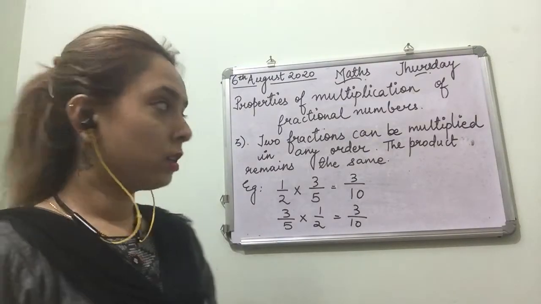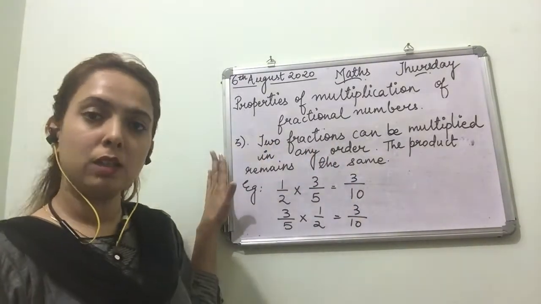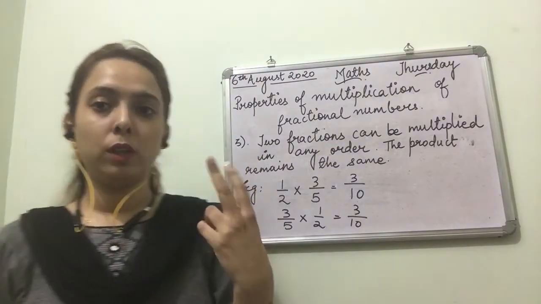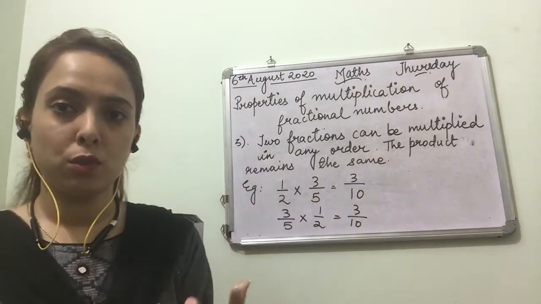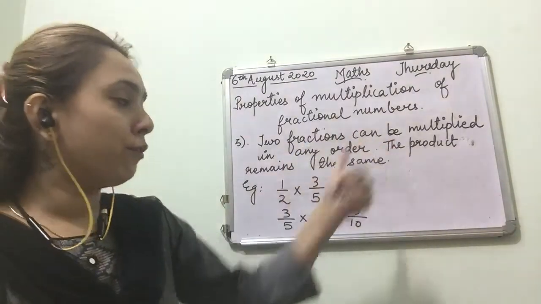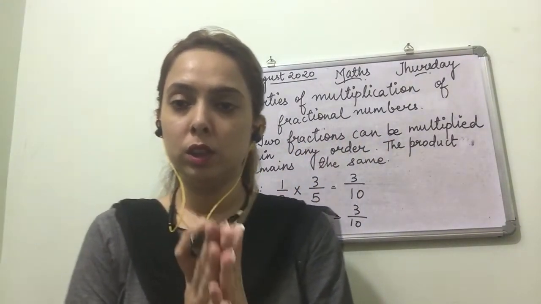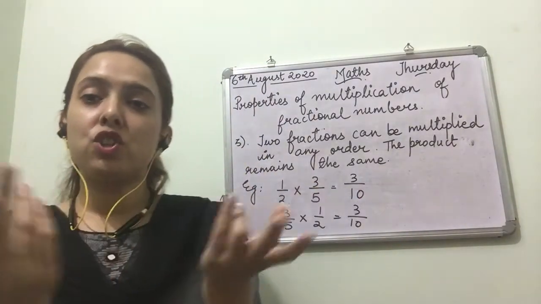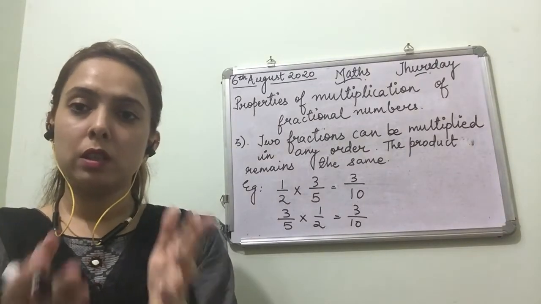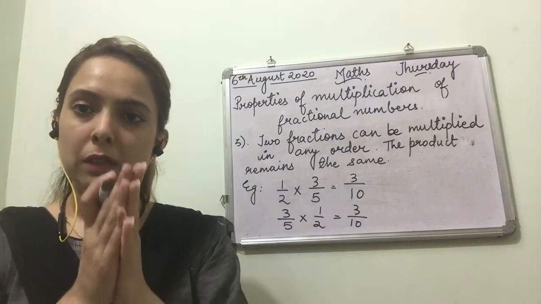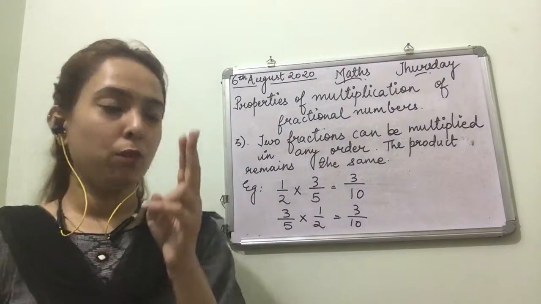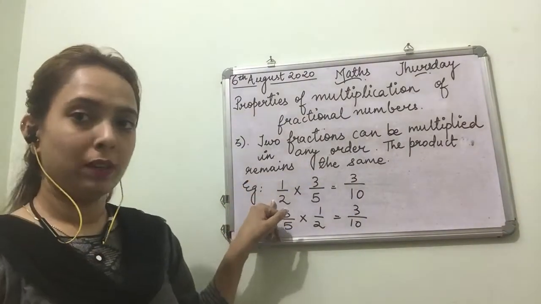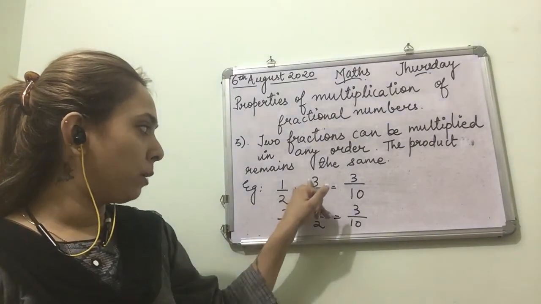So now students, the third property, it is very easy. The third property says that if any two fractions are given to you, and if we multiply both those fractions, and if we change the order of those fractions, the answer, the product will always be the same. Suppose we want to multiply, an example is 1 by 2 multiplied by 3 by 5.